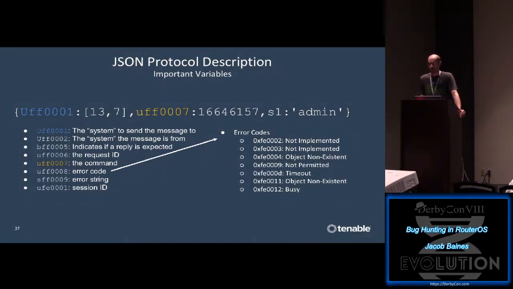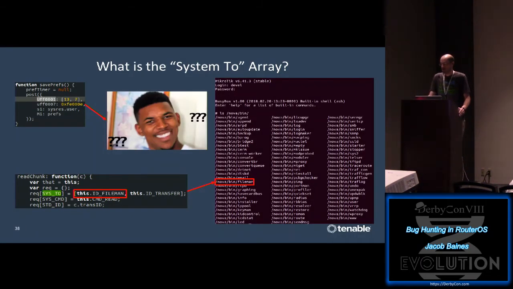Furthermore, the protocol has some built-in or known variable types. For example, uppercase U FF0001 from the previous example stands for system2, and lowercase u FF0007 stands for command. I've listed some of the other built-ins in this slide. So hopefully we understand the basics of the format, but obviously we don't understand what any of that means. Stuff like system2, like what is that?